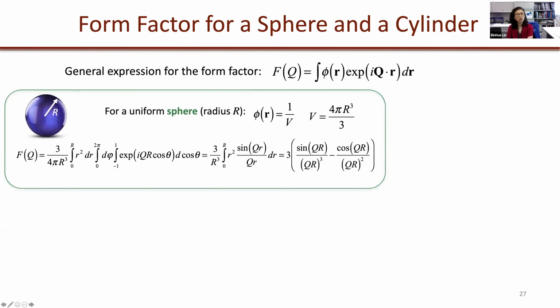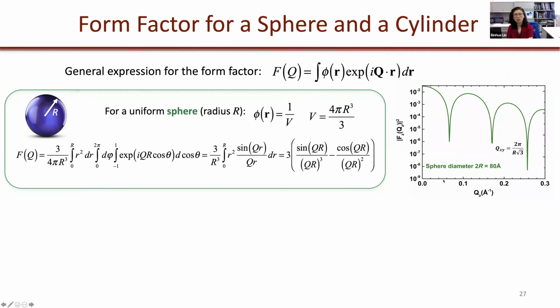For a uniform sphere with a radius r, the electron density function is 1 over V, where V is the volume of the sphere. When you carry out the integration, you get this quite simple expression. Note that it's a function of q, so it's symmetric. If you plot it just along the qz direction, it looks like this, but it's symmetric. As I said, it's more like a sphere if you take the first part of the minimum.